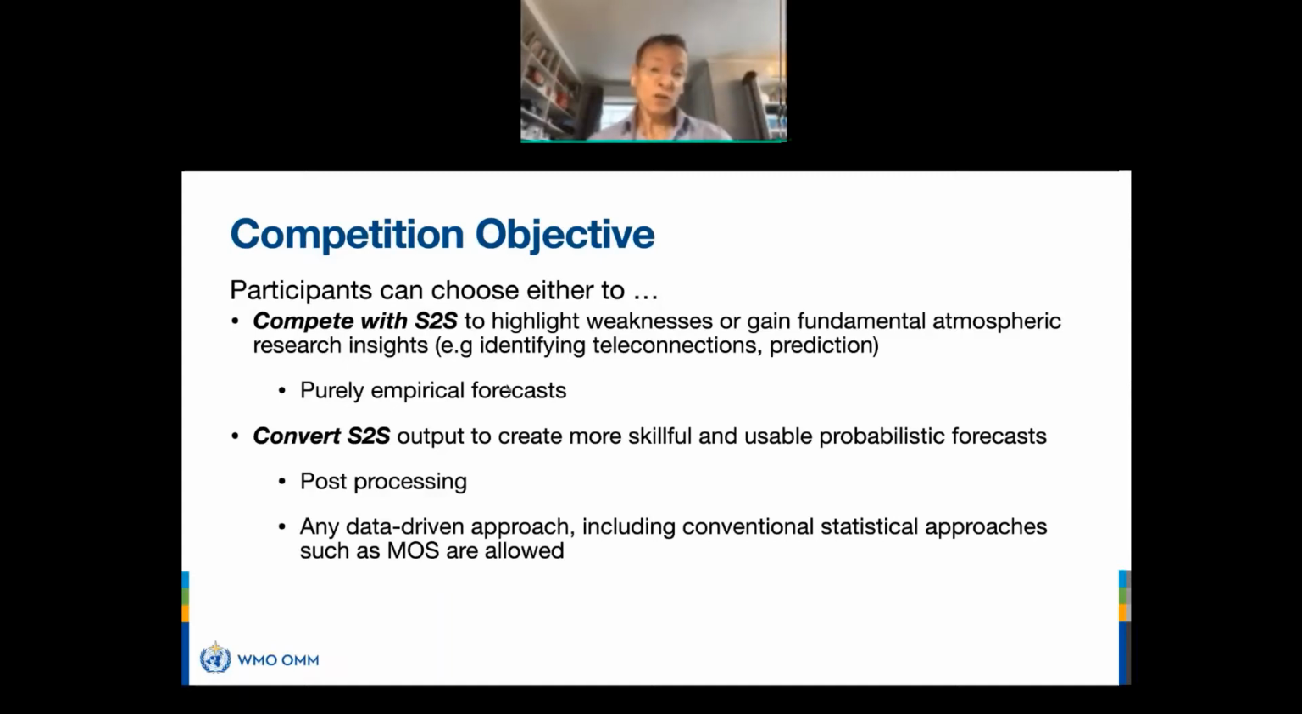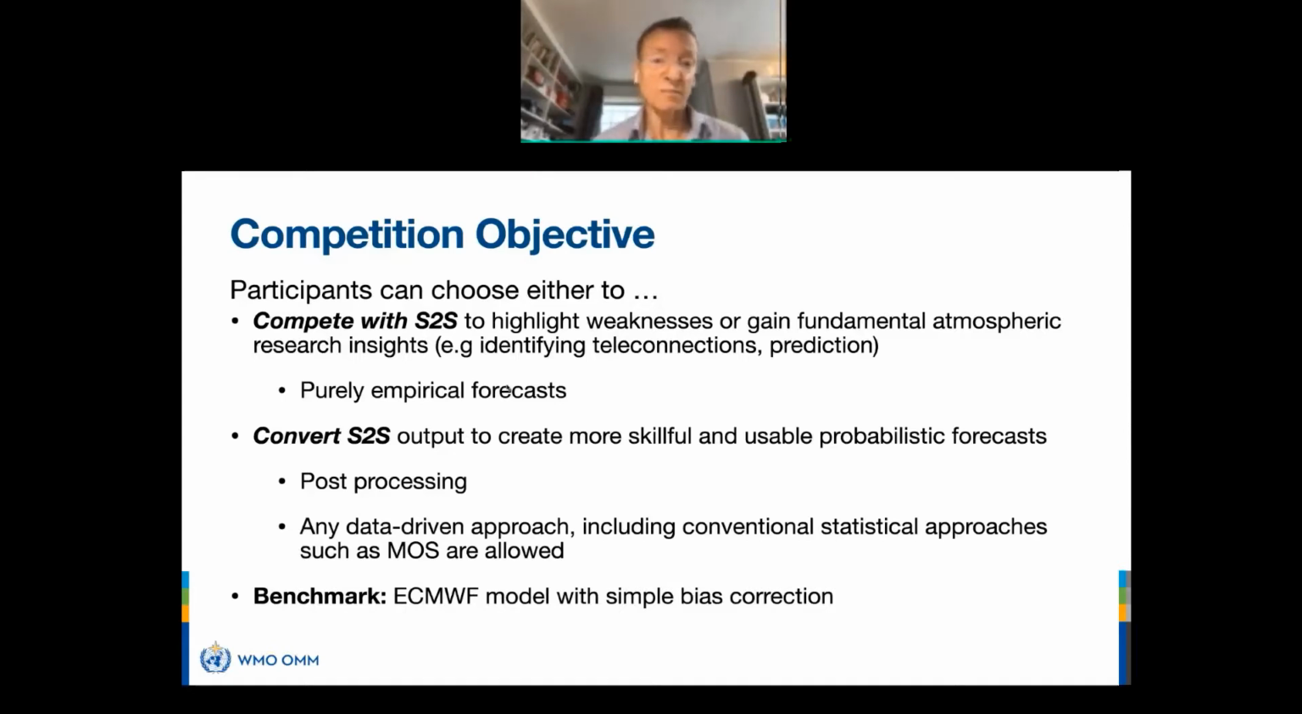So for this competition, any data-driven approach could be used. So that could include conventional statistical approaches like model output statistics as well. And what are we going to compare this against? The benchmark will be the ECMWF model with some simple bias correction.